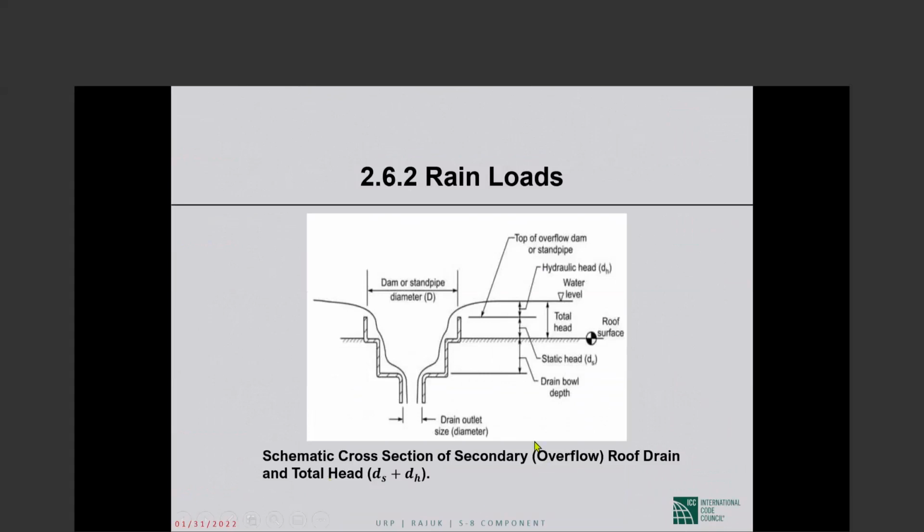Now, a secondary drain could be as shown in the picture. Okay, primary drain would probably not have this dam kind of thing. So a primary drain would be just that on the floor of the roof. A secondary drain would look something like here. Okay, so the language tells you that.